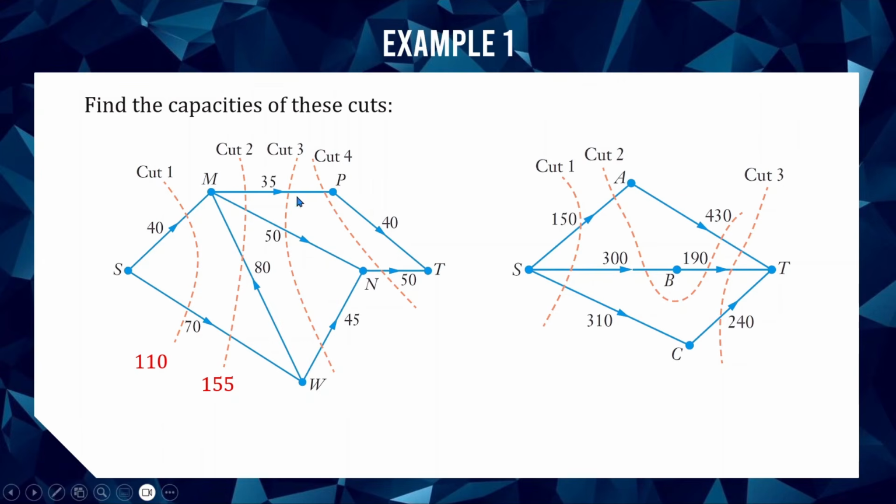Okay, cut 3, however, is all good. All 3 of these edges are flowing in the right direction. So 35 plus 50 plus 45 is 130. And the last one is all good as well. 35 plus 50 is 85.